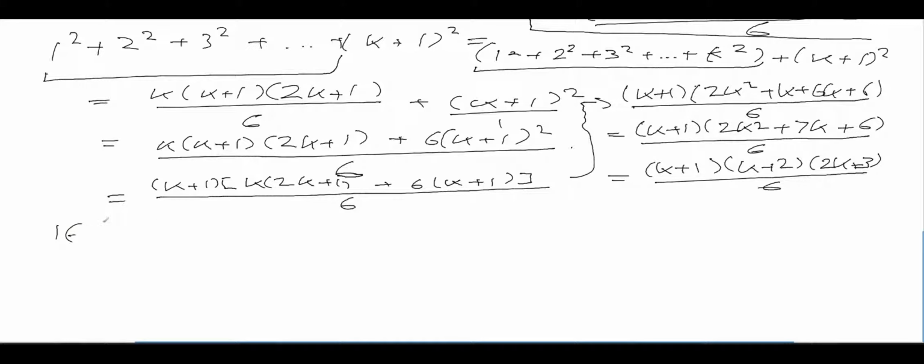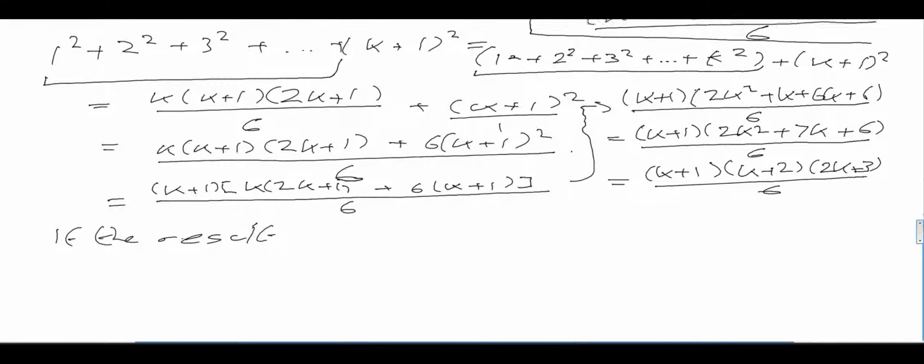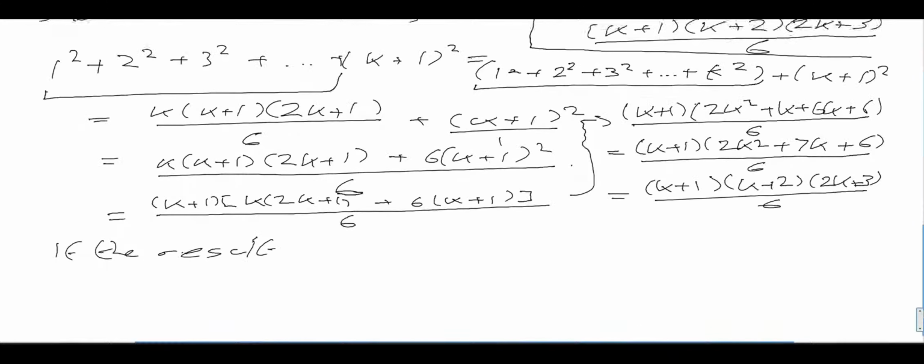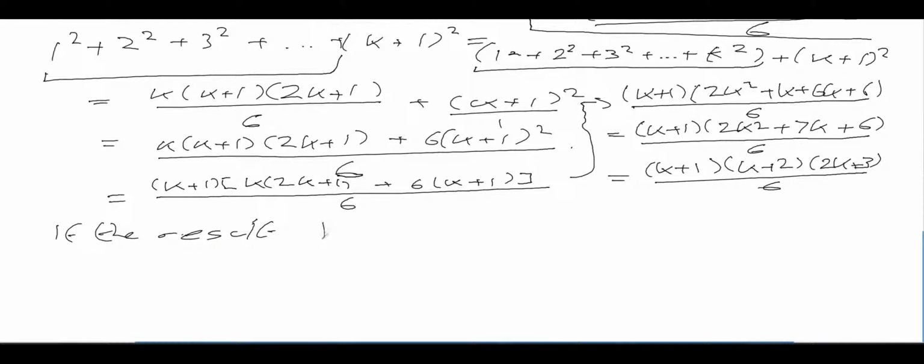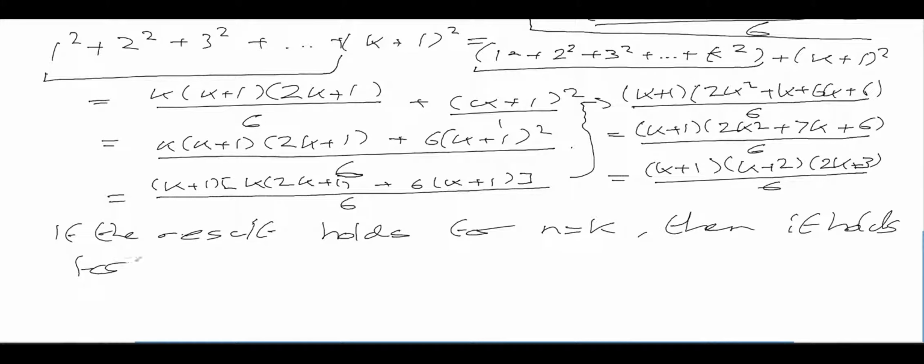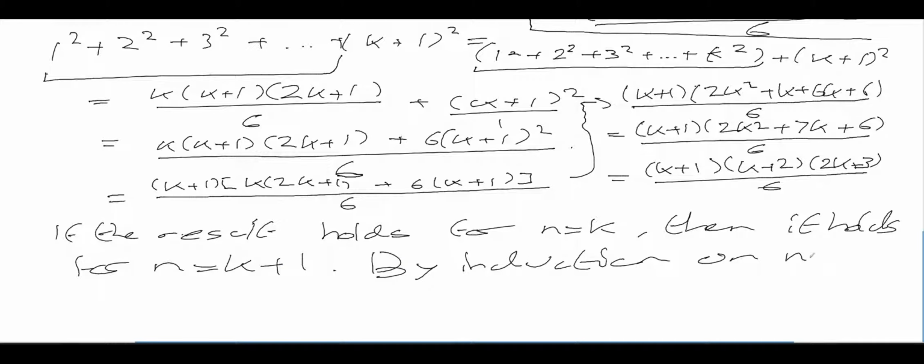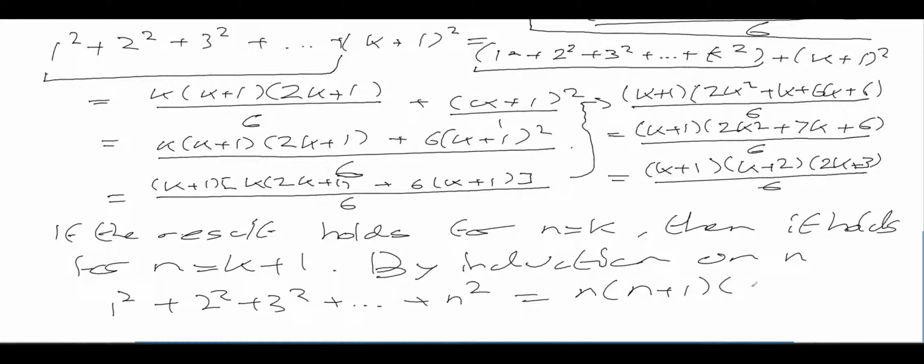So I can say if the result, and by the result what I mean is this up here, what we started with and what we had to prove, holds for n equals k, then it holds for n equals k plus 1. So by induction on n, 1 squared plus 2 squared plus 3 squared plus ... plus n squared is equal to n multiplied by n plus 1 multiplied by 2n plus 1 divided by 6. And there we have it. We've proved this result by mathematical induction.